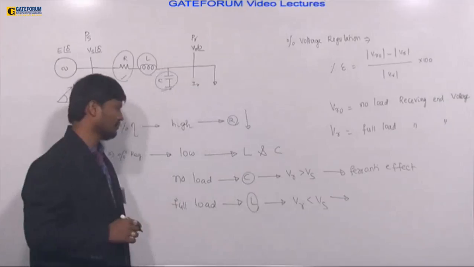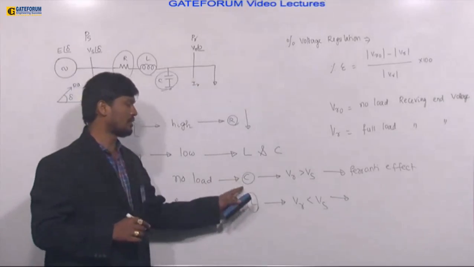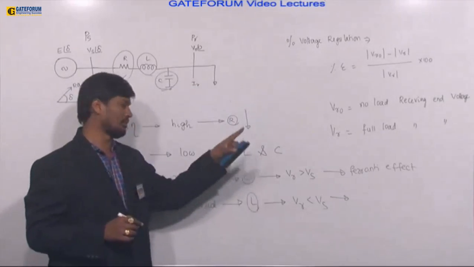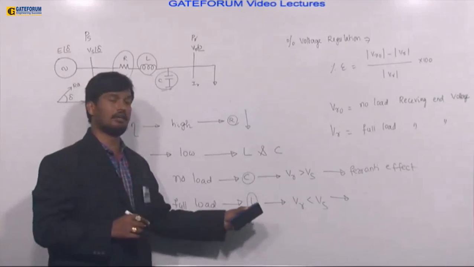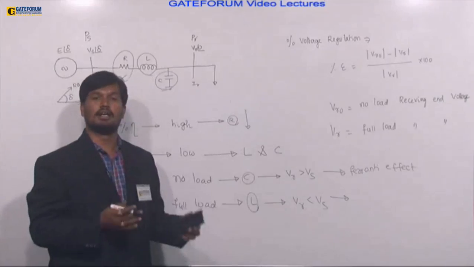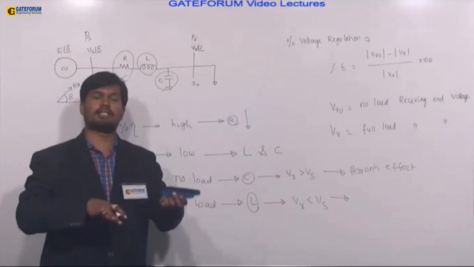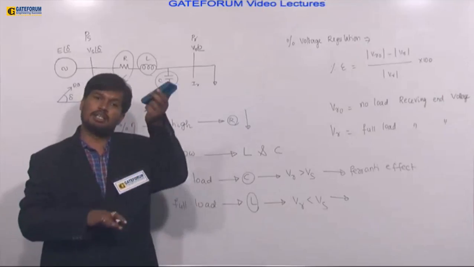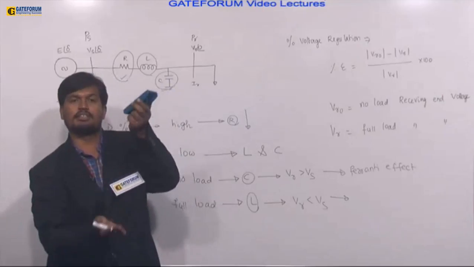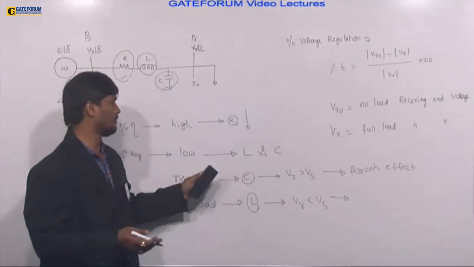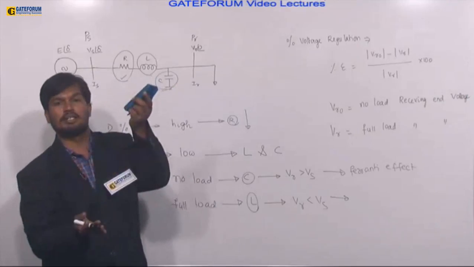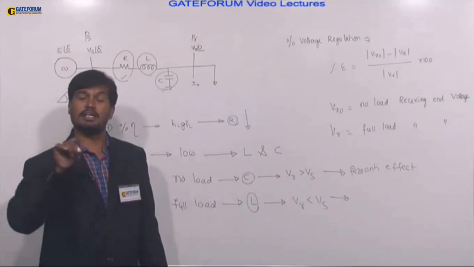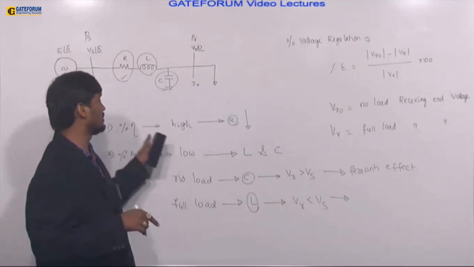See, under no load, the capacitor is dominating, so the voltage at the receiving end is more. Under full load, inductance is dominating, therefore the voltage at the receiving end is less. Inductor is reducing voltage, capacitor is increasing voltage. One is increasing, the other is reducing, therefore there is a difference of voltage from no load to full load. That's why more regulation is coming. Which is creating the problem? Regulation, because efficiency is not a problem.